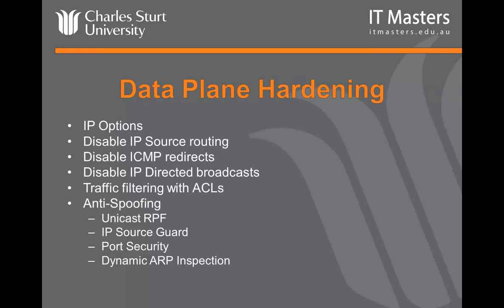Anti-spoofing: unicast reverse path forwarding. So if a packet comes in and says, I'm from 10.10.30.1 and it's come in from the internet, you'd look at it and go, well, you're a private IP address, you sure as heck shouldn't be coming from the internet, so you drop it and you wouldn't respond to it. It's obviously bogus. IP source guard, port security.